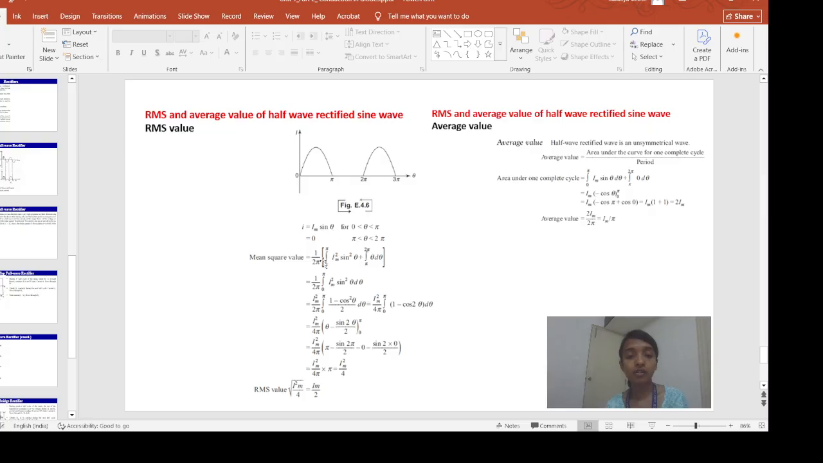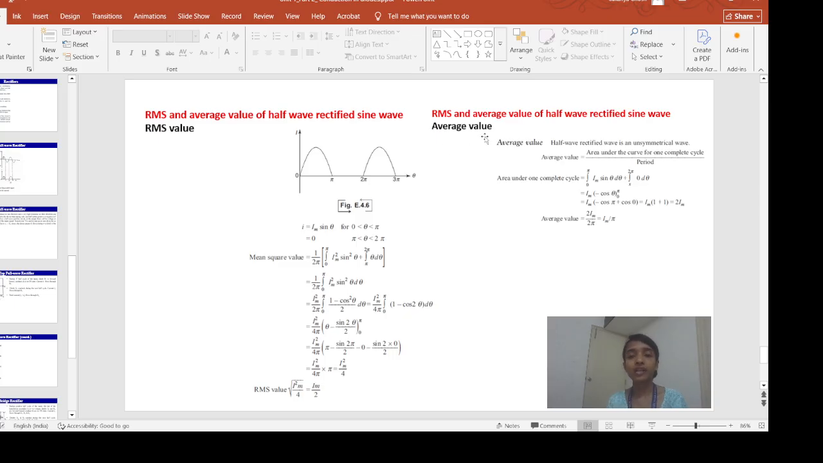So 0 to 2 pi, how will we write? From 0 to pi, we have the value of the current Im sin theta. What was the formula? 1 by capital T integration of 0 to T x squared t dt, right? So that is why it is Im square sin square theta. But from pi to 2 pi, what is happening? We don't have any value of current because the diode is off, so it will be 0. If you integrate and put the limits, we arrive at Im square by 4. This is the mean square value. In order to get the root mean square value, we take the square root of this value, so we will get Im by 2.